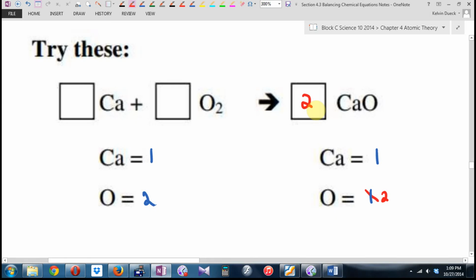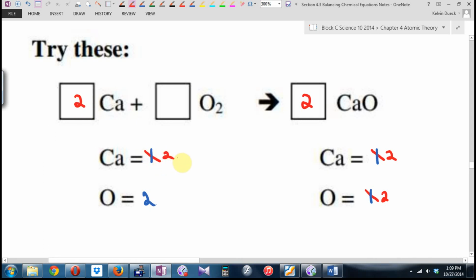On the right, now calcium has 2. Right? Are we balanced? Zoom out. No. How else can I change this? Put a 2 there, and that gives me a 2.